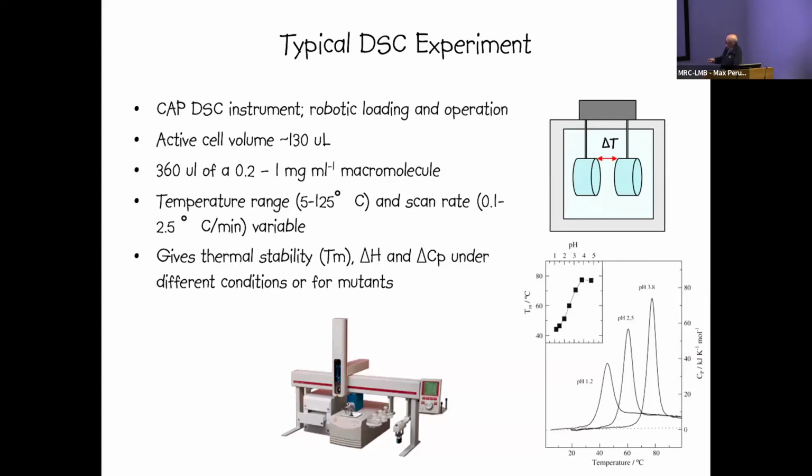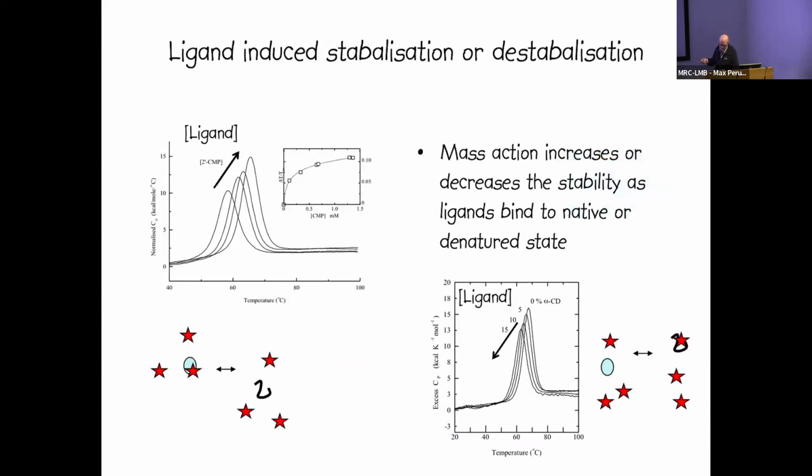We can get the enthalpy, which corresponds to the area under these excess heat curves, and the delta Cp, which is the difference between these baselines here of the native material and here of the unfolded material. Get that under a variety of conditions or for mutants or whatever. Here's just some examples of thermal shift, which you can also do using a DSC.